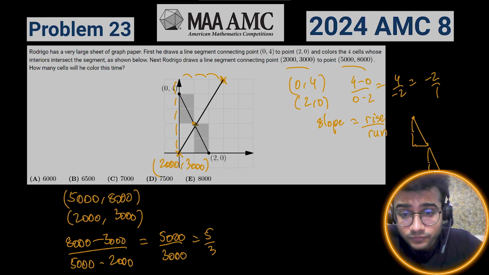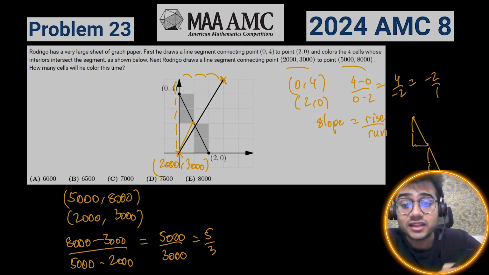Because, you see, it's going to be below this point. How do I know that this line is going to be below this point? Because this point will have a slope of 2, right? 2 up, 1 across, so 2. And 5 over 3 is less than 2, so it's going to be below this point.